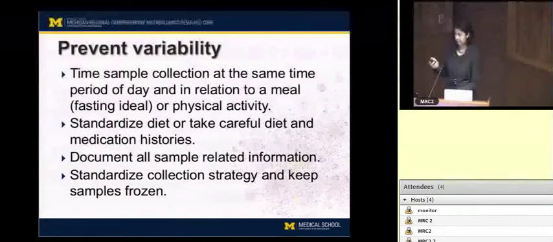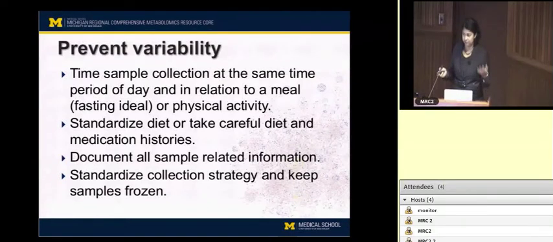So the strategies to prevent variability are very simple, but really need to be thought of ahead of time. You time the sample collection in relation to a meal, ideally fasting, or document physical activity, take careful diet and medication history, and document all sample related information: whether they are obtained in batches, are they stored in different freezers, did the temperature change. Standardize these collection strategies and keep the samples frozen and limit freeze-thaw cycles.